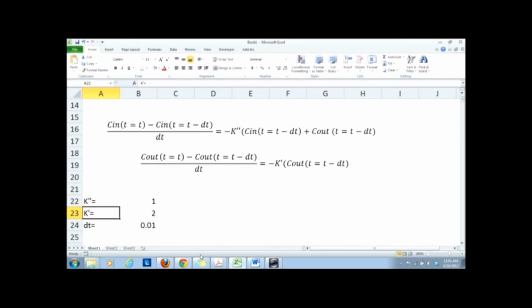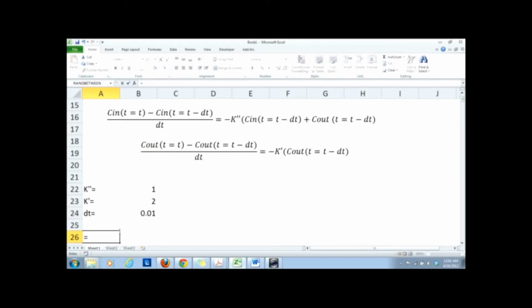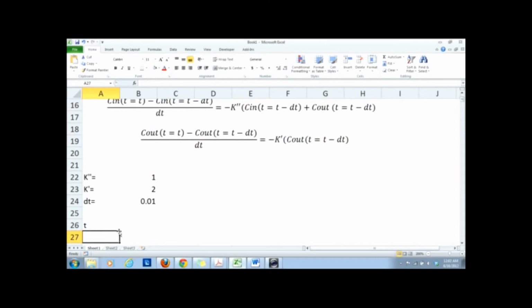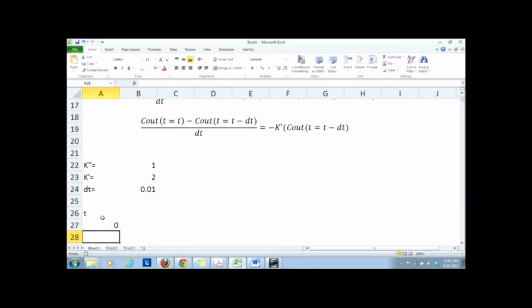Now what I'll do is I'll first define t. So t is equal to 0 in the beginning. So at t is 0, let me define C in and then C out. Let me center them.